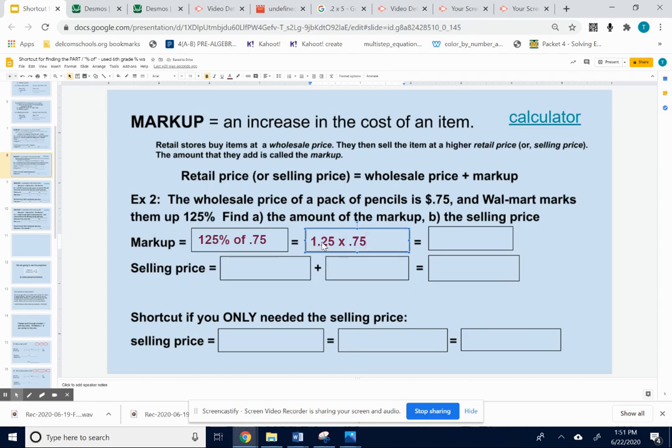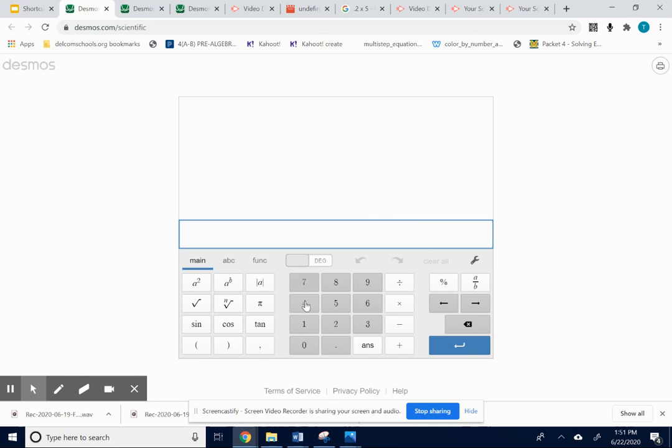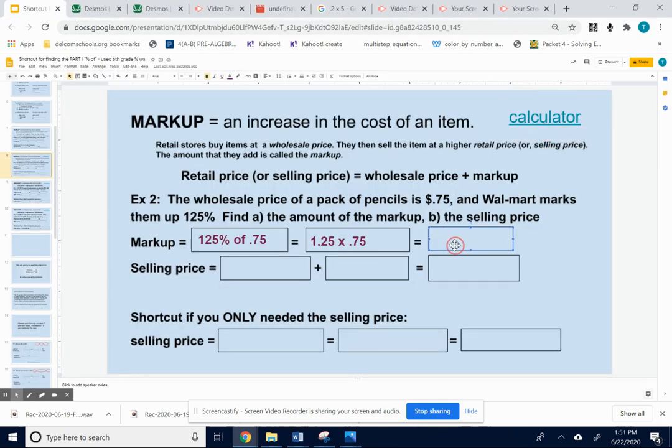So we need to take 1.25 times 0.75. Again, we have the Desmos calculator. You could click on the link and type in 1.25 times 0.75. Don't click equals, it's already here. You need to think about whether this is closer to 93 cents or to 94 cents. Since the third digit is 5 or more, you have to round up to 94 cents. So I'm going to type in 94 cents. They're going to mark it up 94 cents before selling these to you.